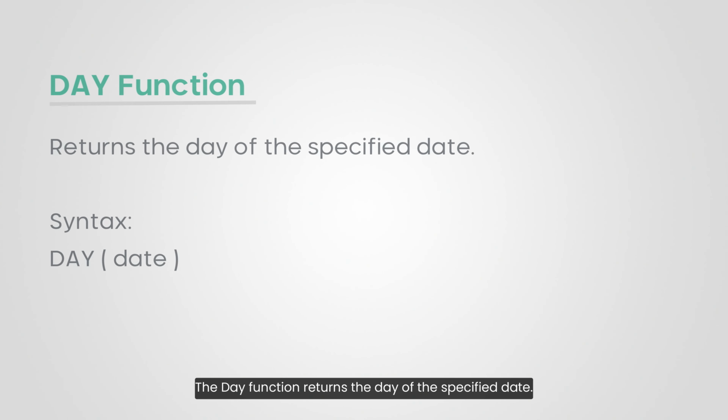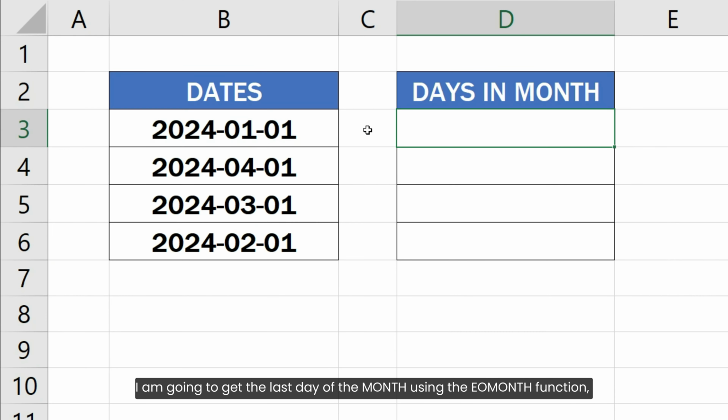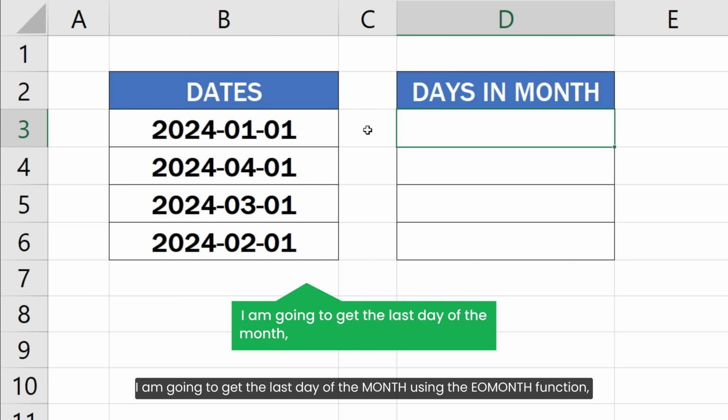The DAY function returns the day of the specified date. It accepts only one argument, which is the date of the day we are trying to find. I am going to get the last day of the month using the EOMONTH function and then extract only the day from the date using the DAY function.